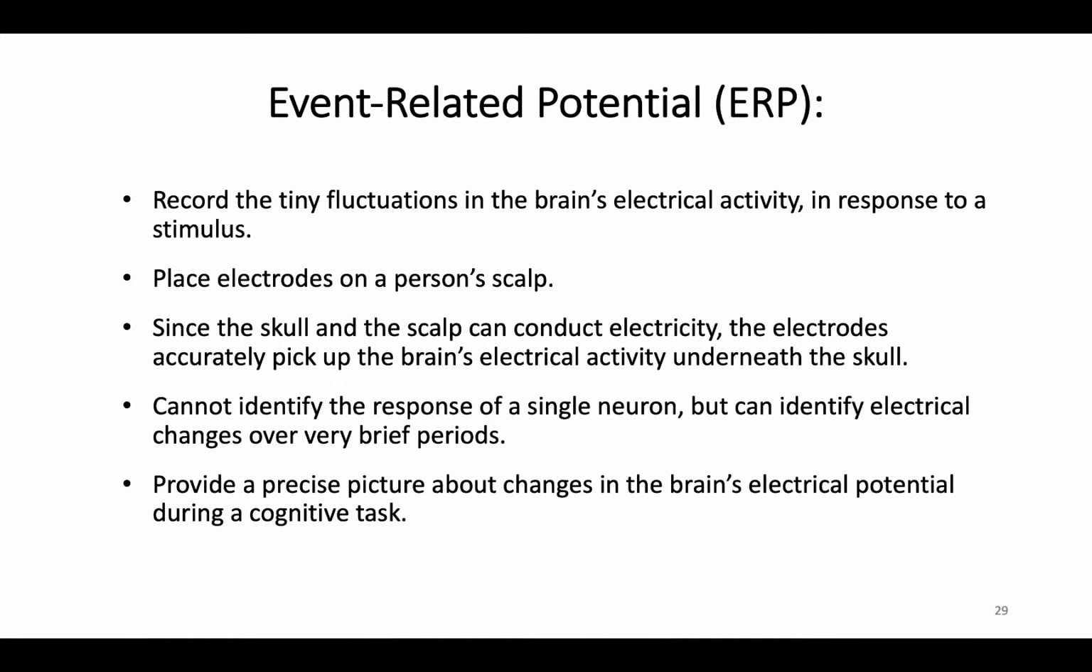One more technique is called event-related potential, ERP. ERP records the tiny fluctuations in the brain's electrical activity in response to a stimulus. For ERP, we place electrodes on a person's scalp. Since the skull and the scalp can conduct electricity, the electrodes accurately pick up the brain's electrical activity underneath the skull.